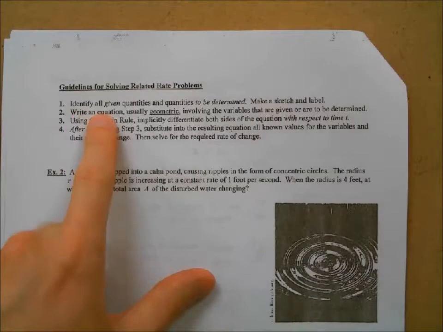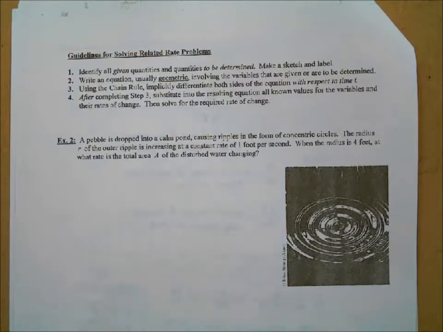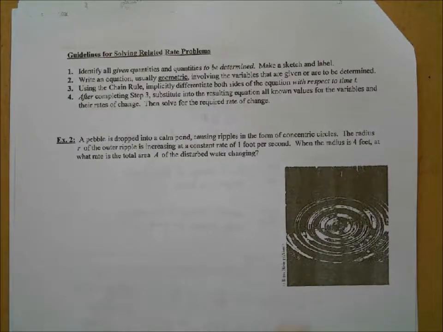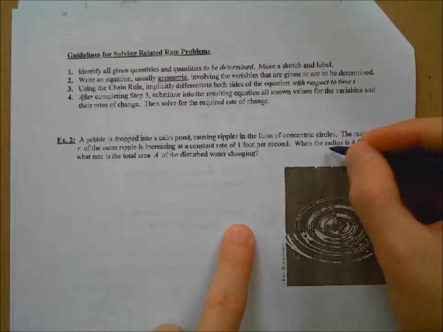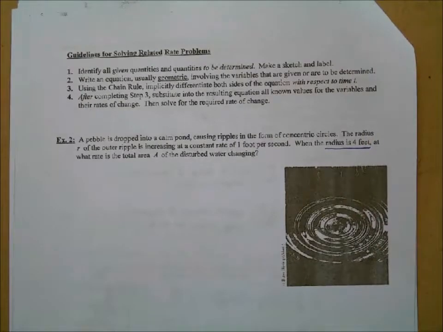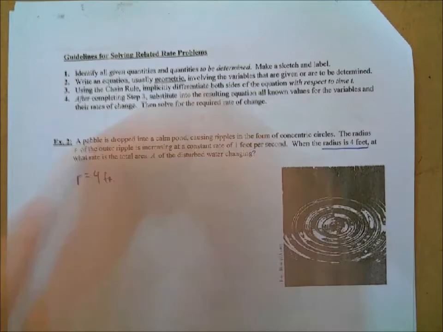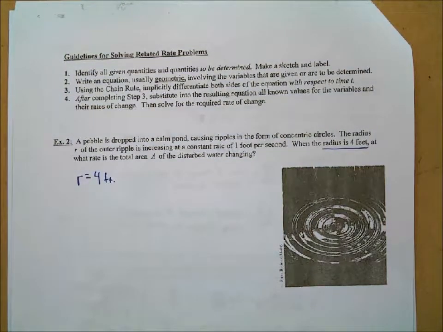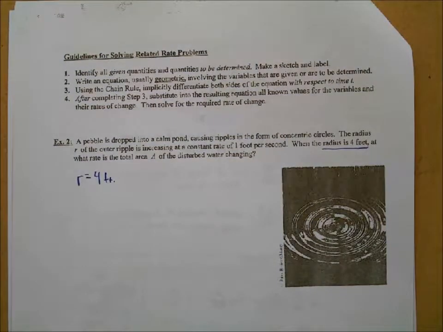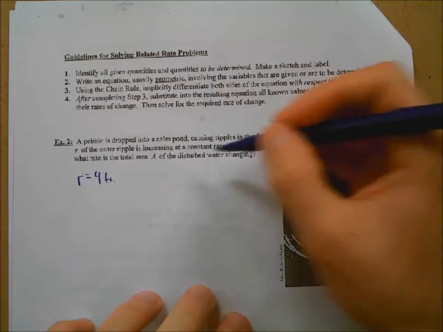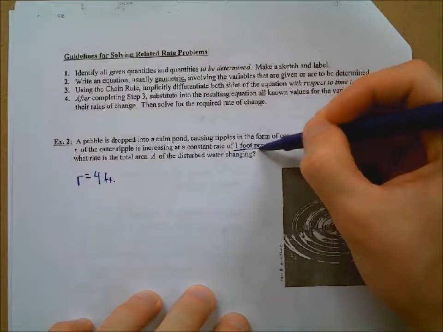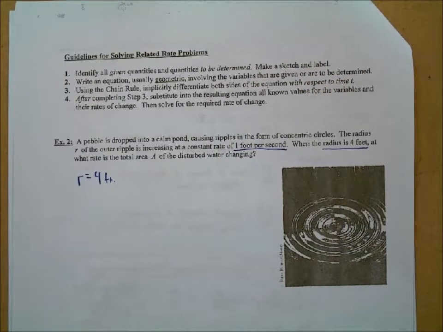So first thing we're supposed to do is identify all given quantities. We've got some numbers here. I see the radius. Radius is 4. So one of the given quantities we have is r equals 4, and I'll put in units, 4 feet. We're told the radius is 4 feet. What is the total area? We're given another number here. We're told 1 foot per second. What's the label for that? What is it?